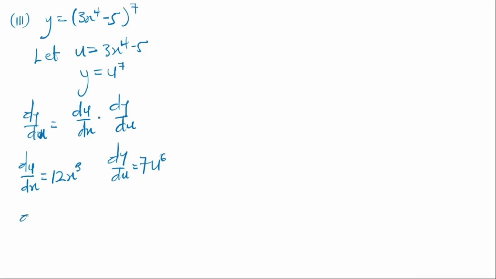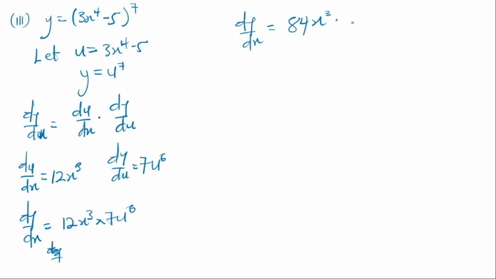So from here we know that our dy dx is equal to 12x cubed multiplied by what? 7u power 6. All right, so from here we know dy dx, let me use this, dy dx is equal to, if we do the multiplication, 12 multiplied by 7 will give us what? 84. So we have 84x cubed multiplied by what? u power 6. So just do the substitution. We have 84x cubed.